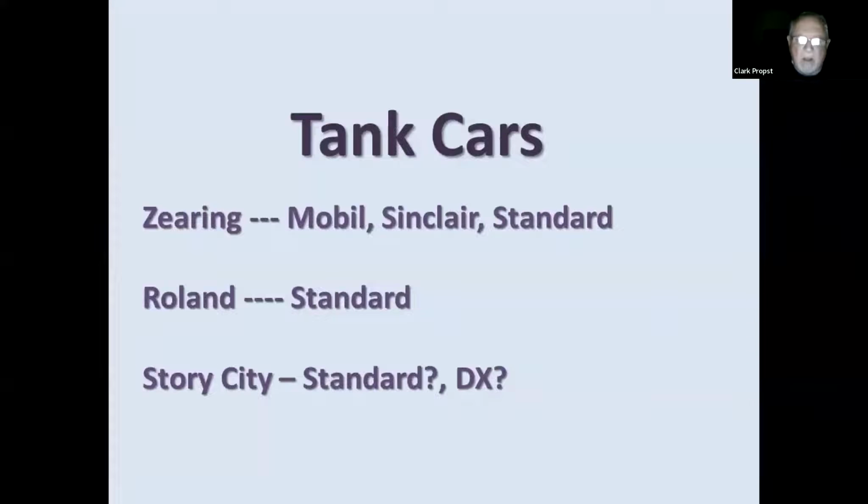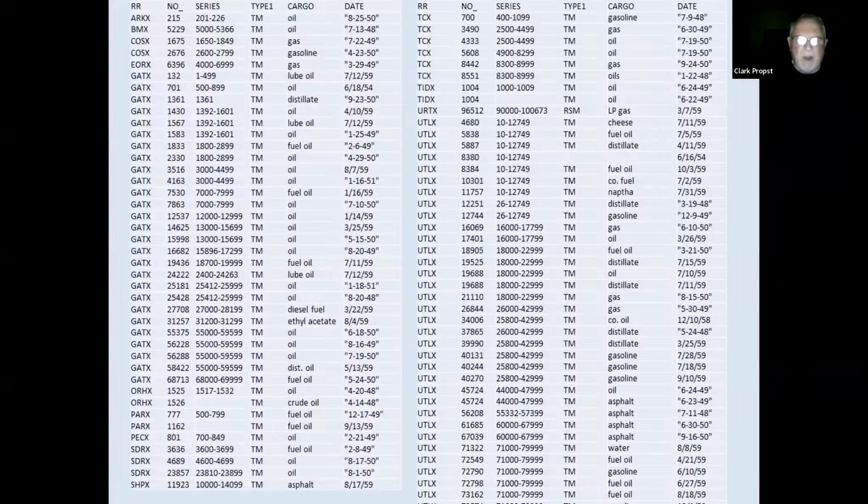Tank cars. There were 3 oil dealers in Zearing, 1 in Roland, and possibly 2 in Story City, but not knowing, I didn't model either one. As you can see, this is from the Landmesser list. Most of the oil or liquid material came in General American or Union cars.